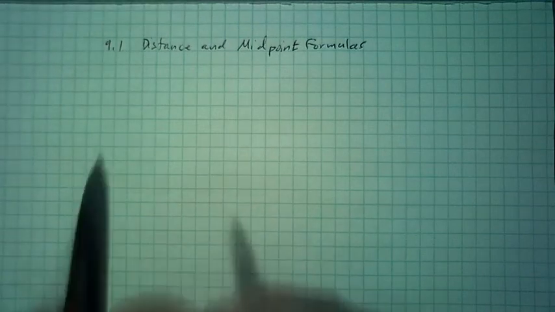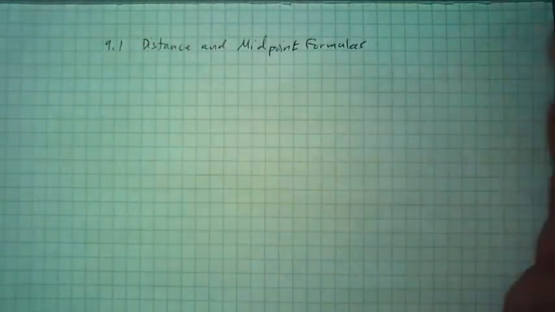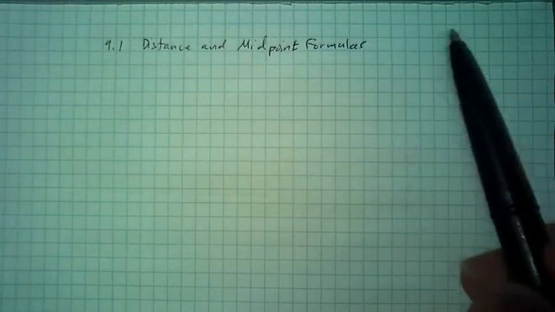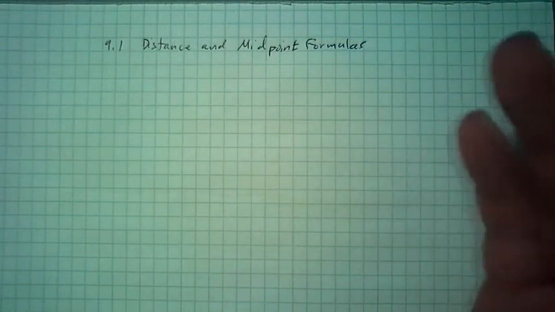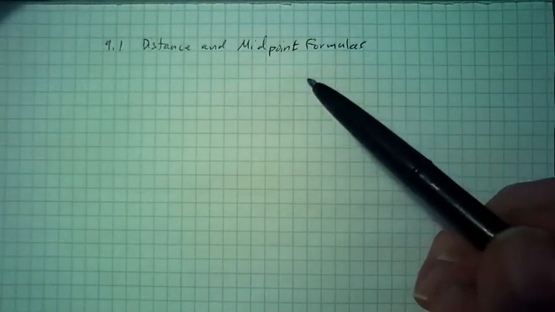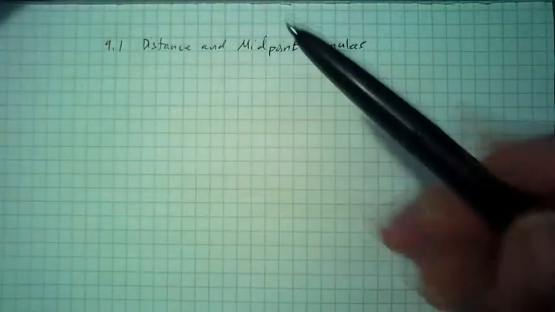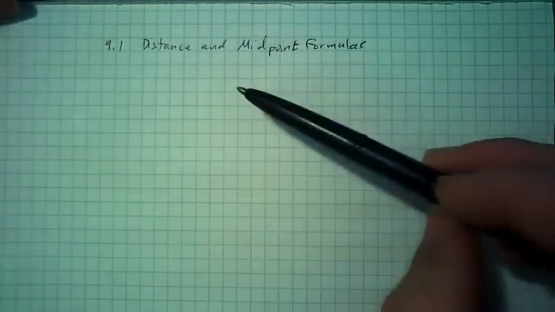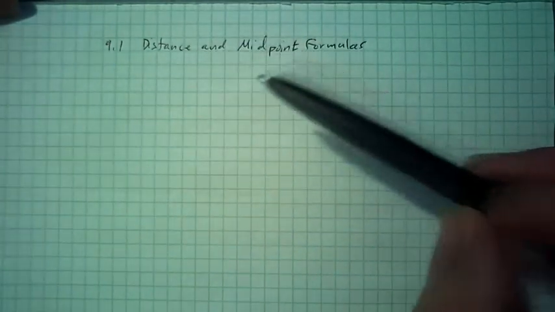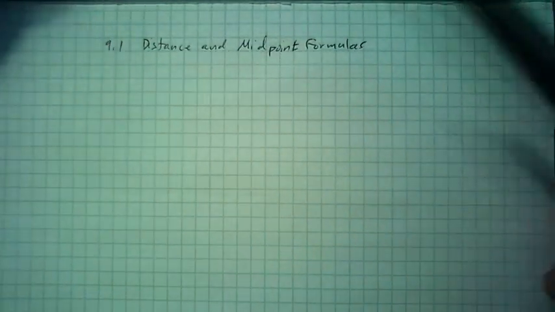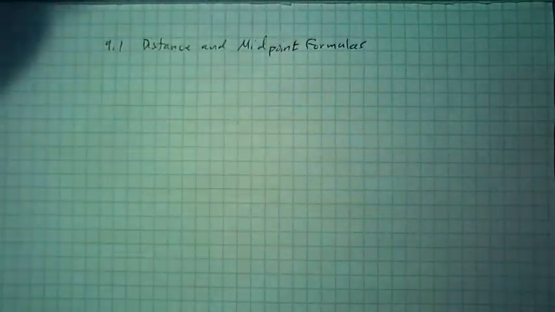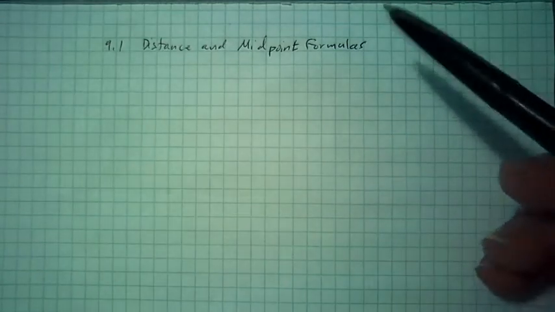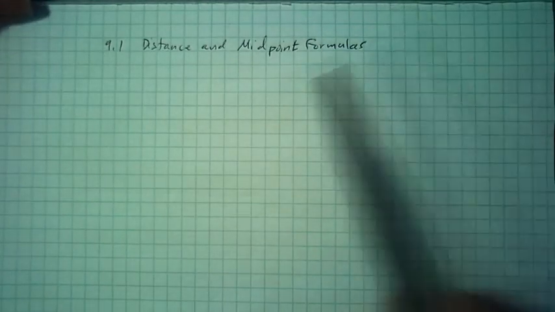So in Chapter 9, we are going to be studying conic sections, which are circles, ellipses, parabolas, hyperbolas. Technically, you could consider a line to be a conic section, but it's not very similar to the others. The conic sections, in case you don't know already, are shapes you get when you slice a cone. You get a circle, ellipse, parabola, or hyperbola.